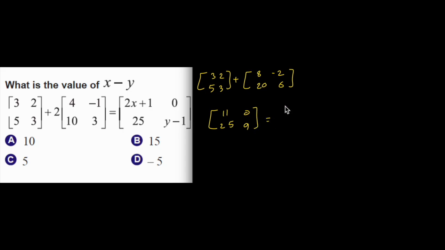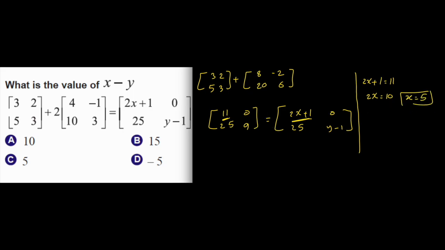This equals the right hand side, which is 2x plus 1, 0, 25, and y minus 1. Now we can compare the corresponding elements. So we have the first element, which is 11, equals 2x plus 1. Now we can find the value of x. It means 2x equals 10, so x equals 5.